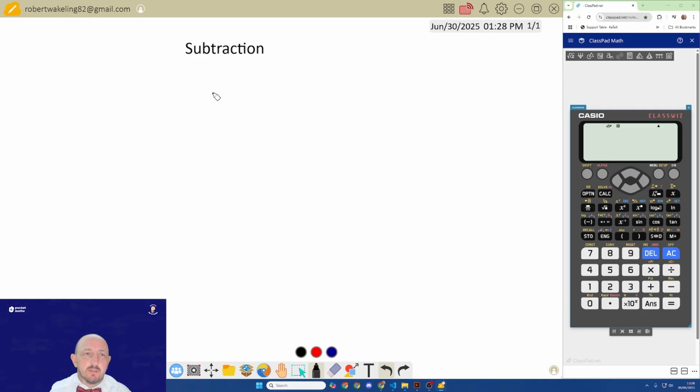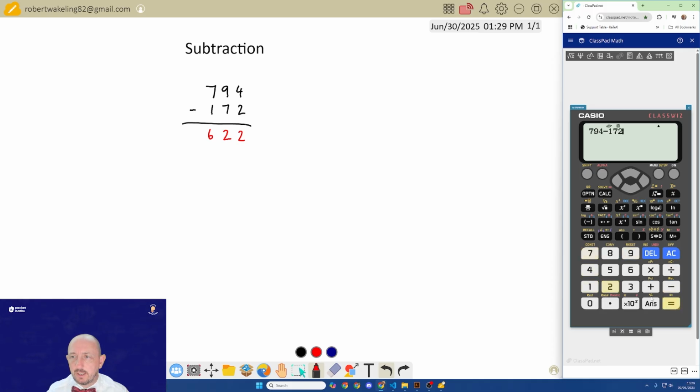With subtraction, if you have something like 794 minus 172 like this, we're keeping all of the digits lined up, and that's going to be a theme with all of our addition, subtraction, etc. And all we're going to do is work from top to bottom. 4 take away 2 is 2, 9 take away 7 also 2, and 7 take away 1 is 6. Okay, quick check on the calculator. Make sure that we've got that correct.